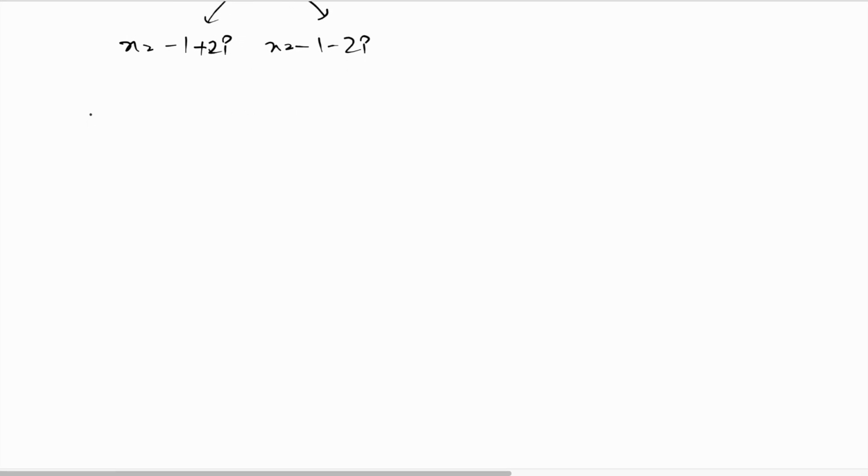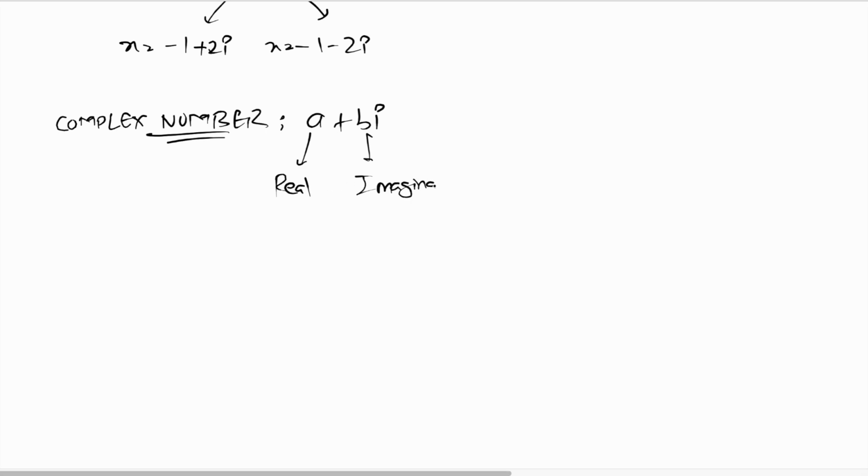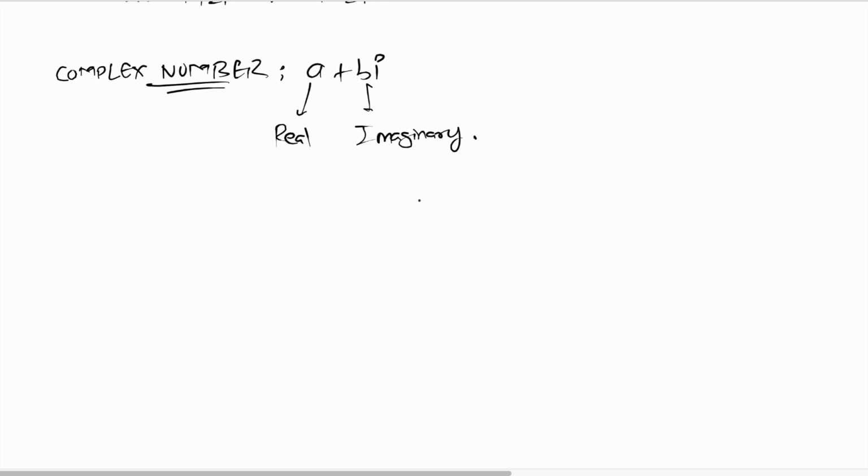So firstly, we'll give a definition of what a complex number is. A complex number is any number which can be written in the form of a plus bi, where a is called the real part and b is called the imaginary part. The notation for a complex number is usually a small z like this. So if I say z equals a plus bi, the real part of z is a and the imaginary part of z is b.